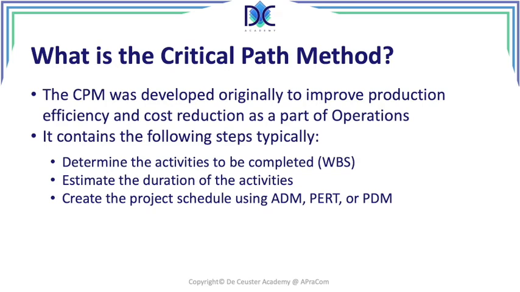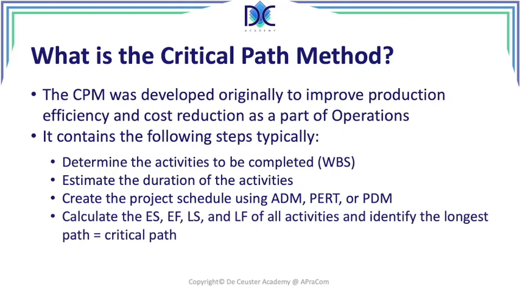We look at two families, basically activity on the arrow and activity on the node. And we have the scheduling techniques or methods: the arrow diagramming method, the program evaluation and review technique, or the precedence diagramming method. One of the elements we have to do here is to order or organize the activities in a way that we understand what activities have to be completed before a specific activity can start. We call this precedence determination. We find the precedence of those different activities.